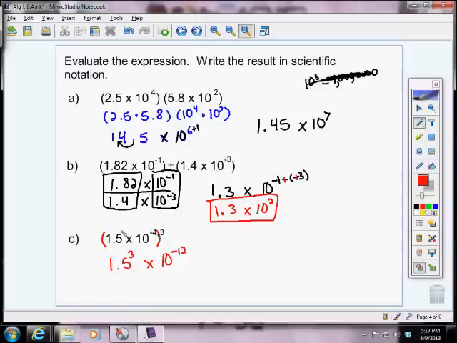Again, this is like to the first, so 1 times 3 is 3, negative 4 times 3 is negative 12. If you go 1.5, raise it to the third, that becomes 3.375. And since this is a number between 1 and 10, we don't really have to do anything else to it, times 10 to the negative 12. Again, remember if you had to move the decimal over one time like we did here, you'd have to add another to your exponent.